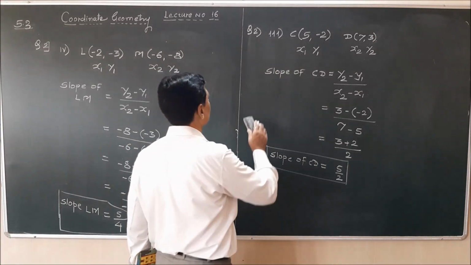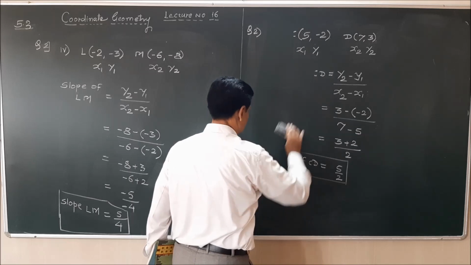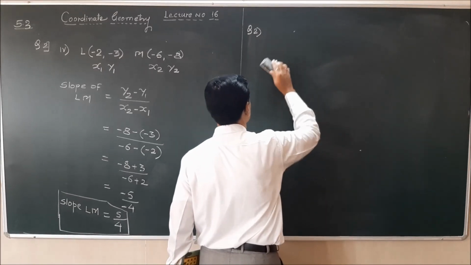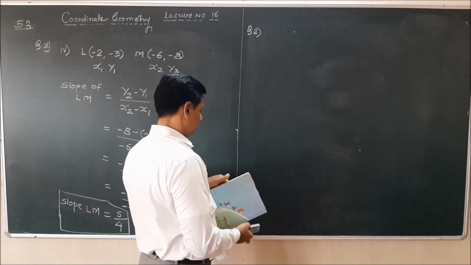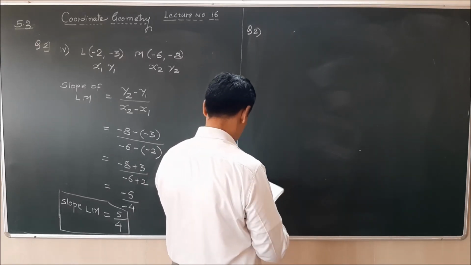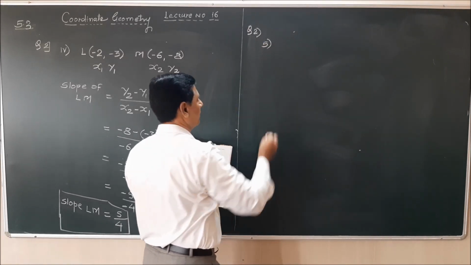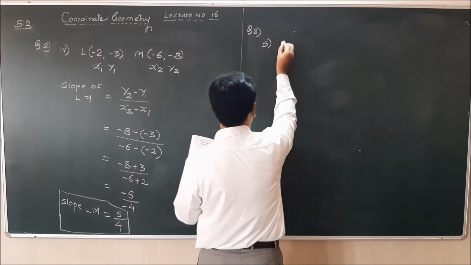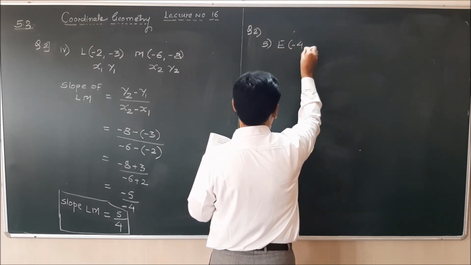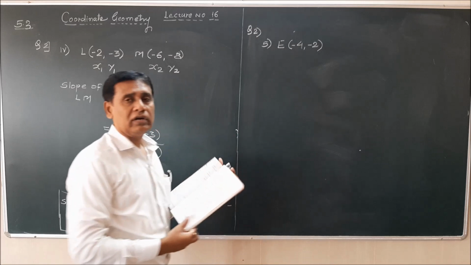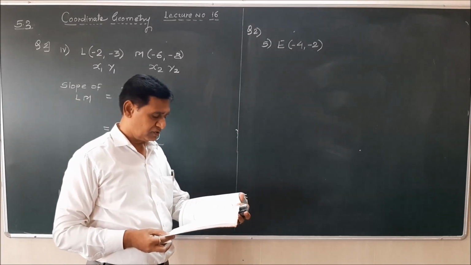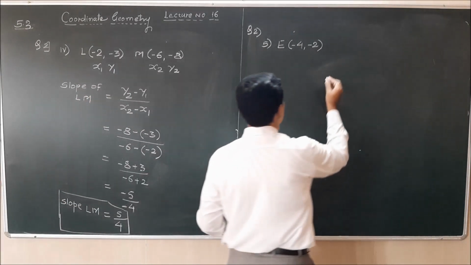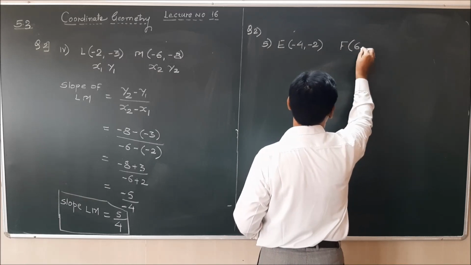Now see here, I am going to do the fifth question of question 2. The given coordinates of E are minus 4, minus 2, while the coordinates of F are 6, 3.